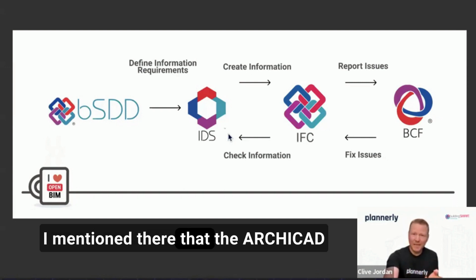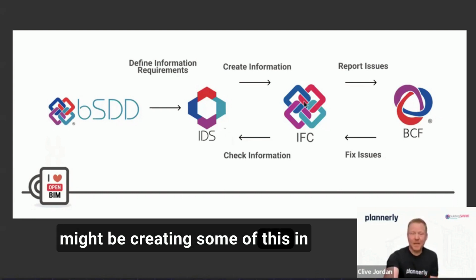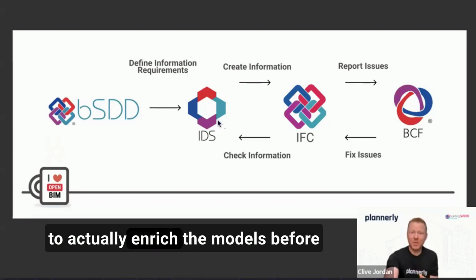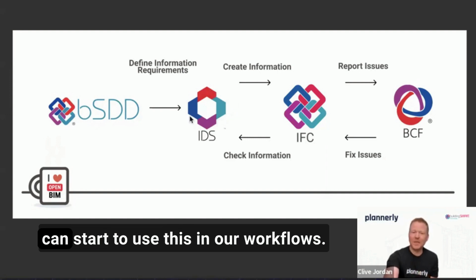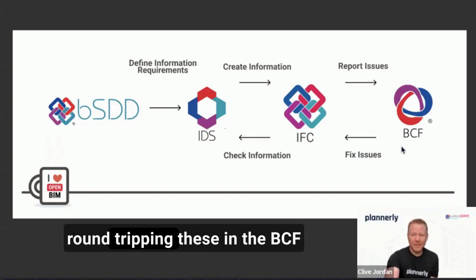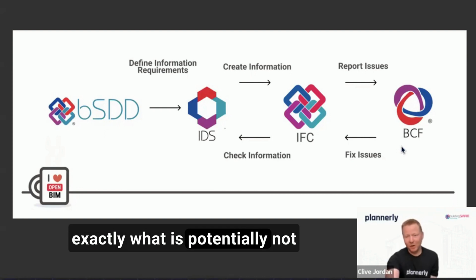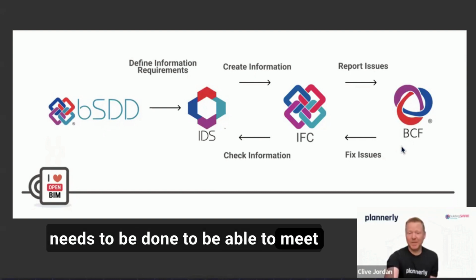I mentioned there that ArchiCAD and Revit might be tools that you might be creating some of this in the first place and using the information delivery specification to actually enrich the models before they're checked. So there's lots of different ways that we can start to use this in our workflows. And then as we find issues, we are round tripping these in the BCF format so that teams can understand exactly what is potentially not fitting and also what needs to be done to be able to meet the specification.